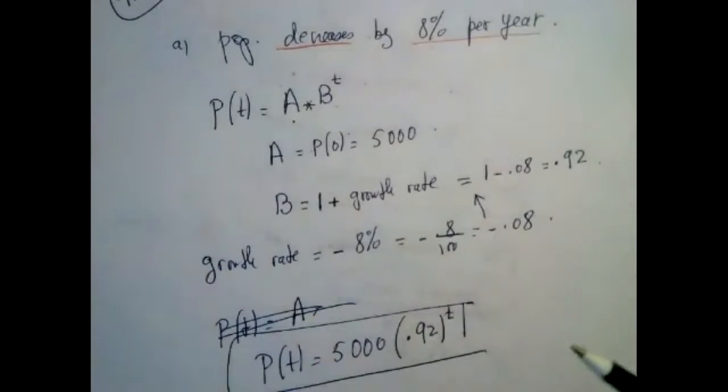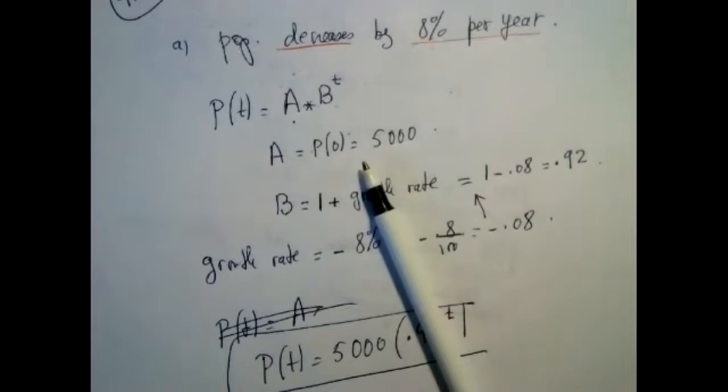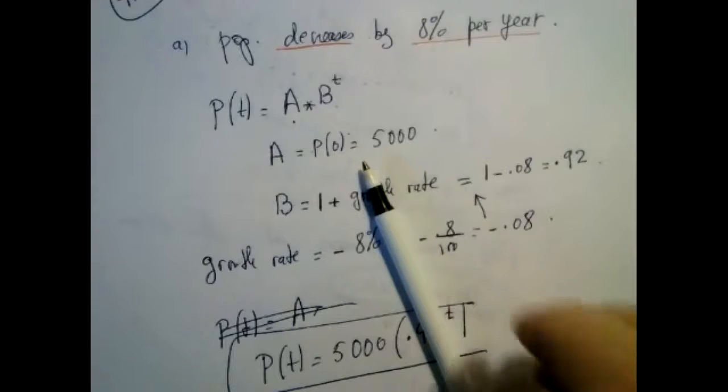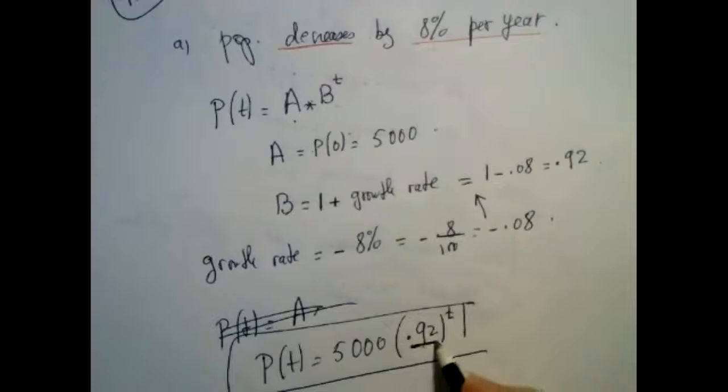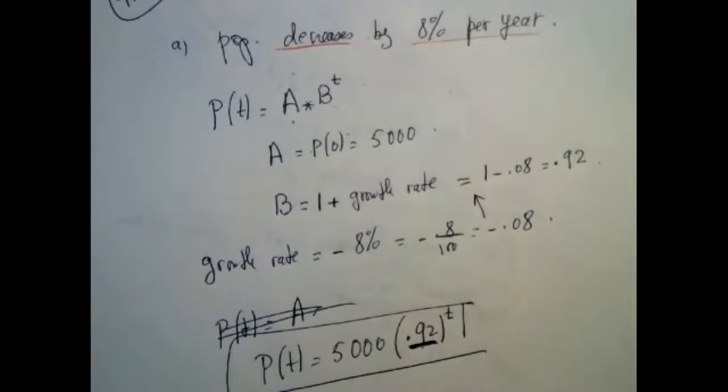So that's really what the growth factor is. The growth factor means the population loses 8% every year. It means what's left is 92%. So the growth factor is what's left from the population after it loses the 8%. 92% is left. It means every year is 92% of the year before.